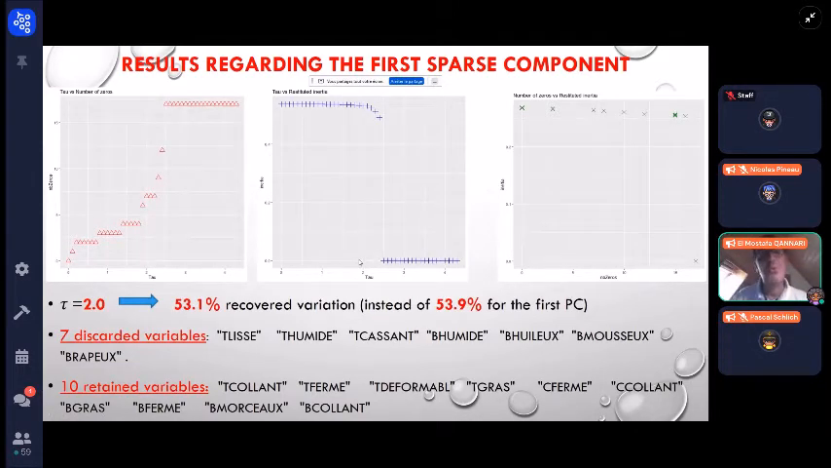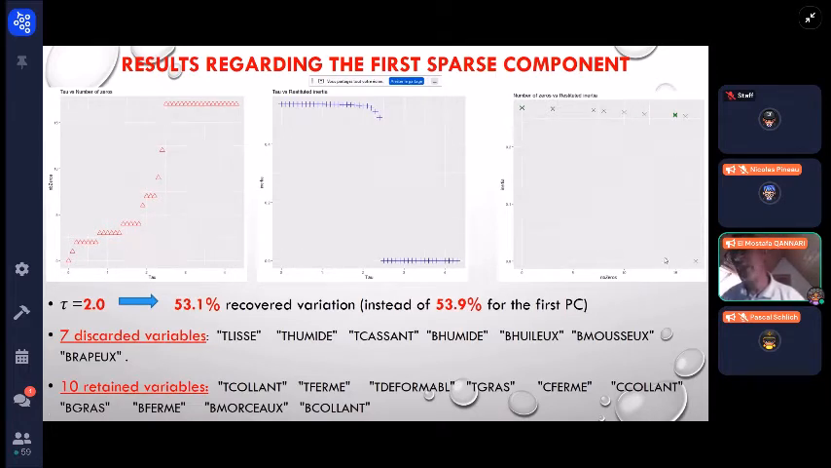Here you have a function of tau. This is a very interesting graphical display. You have the evolution of the total variance explained in X as a function of tau. You see that actually the total variance doesn't increase significantly up to 2.5 or 2.4. And then, of course, it drops to zero because here all the variables are removed. This graph is also interesting because it gives you the total variance explained as a function of the number of variables whose coefficients were set to zero.